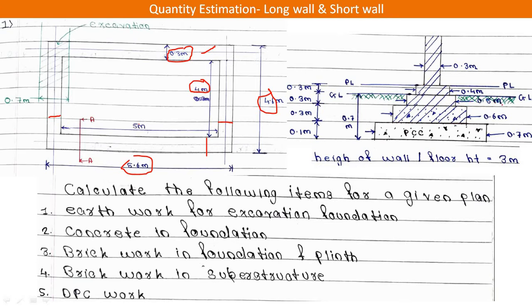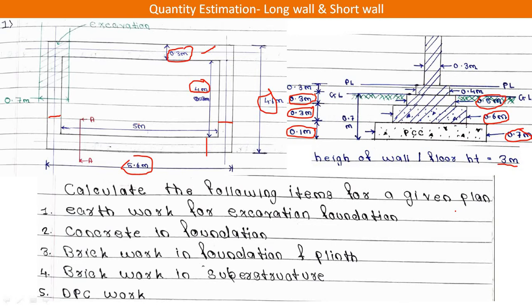Here the typical section is given. Section A is provided at the different levels, and the right side of the section is the width of the footings or the width of the sections, and the left side provides the height, or we can say the depth of individual section, and the height of the wall or the floor is given as 3 meter.